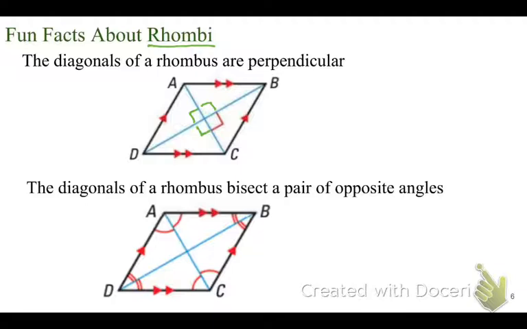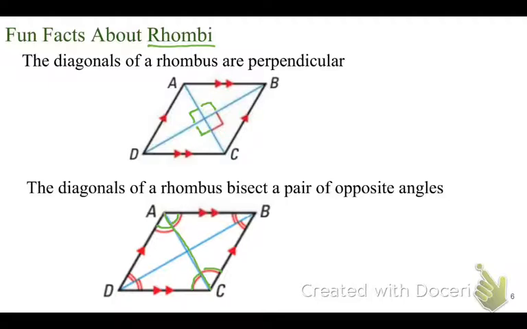Another fun fact about the rhombus is that the diagonals of a rhombus bisect a pair of opposite angles. So this is your diagonal, A to C. It's going to bisect this angle A, which means that the angle on this side is equal to the angle on that side. And because a rhombus is a parallelogram, its opposite angles are congruent, so all 4 of these angles are the same measure.